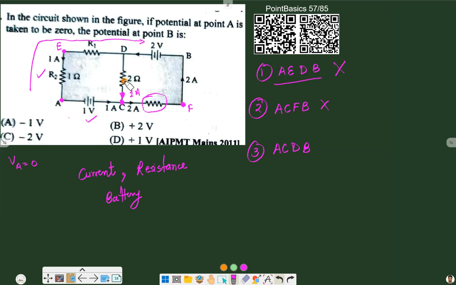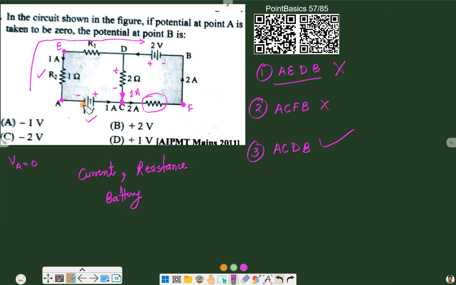So now we know the resistance and the current flowing through it. And after moving from D to B, we have a battery here, and the potential of that battery is also known to us. So ACDB will work for us. Now let's assign positives and negatives. This is a battery, so negative, positive will stay as it is. Now for this resistance, current is downward, so this will be positive and this will be negative. And this is a battery, so positive, negative.